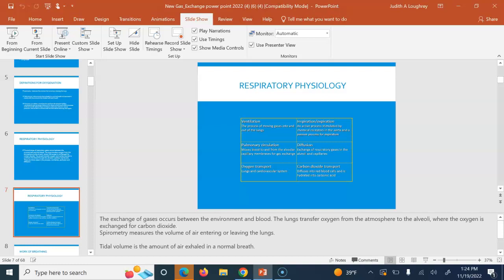So then there's pulmonary circulation, which moves blood to and from the alveolar capillary membrane for that gas exchange to take place, and they do that through diffusion, the exchange of respiratory gases in the alveoli and the capillaries. Then, of course, oxygen transport goes from the lungs to the cardiovascular system, and then the carbon dioxide diffuses into the red blood cells, and it's hydrated into carbonic acid and expelled out the mouth and the nose.